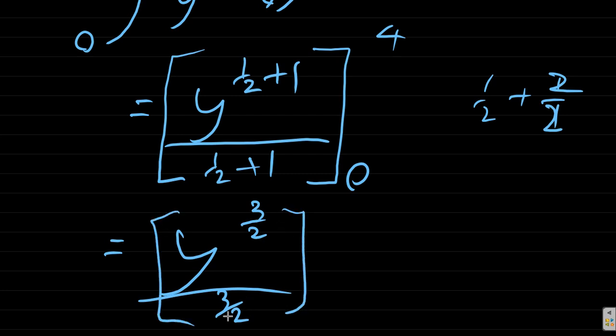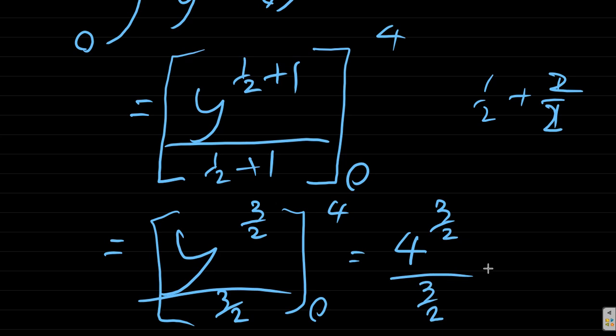From 0 to 4. Equal. Alright. So, you put in your upper boundary now. y is 4. So it's 4 to the 3 over 2, 3 halves, divided by 3 halves, minus 0 to the 3 halves, divided by 3 halves. Okay? You see that?